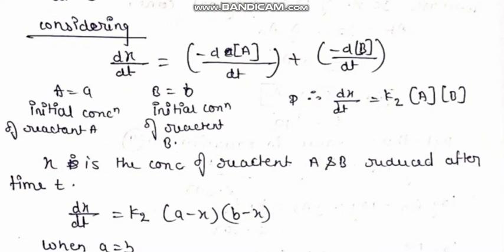Then dx upon dt is equal to minus dA upon dt plus minus dB upon dt. Here A is equal to small a, the initial concentration of the reactant A, and B is equal to small b, the initial concentration of the reactant B. So the equation is dx upon dt is equal to K2 A B. Here x is the concentration of reactants A and B reduced after time t. So dx upon dt is equal to K2 bracket a minus x bracket b minus x.